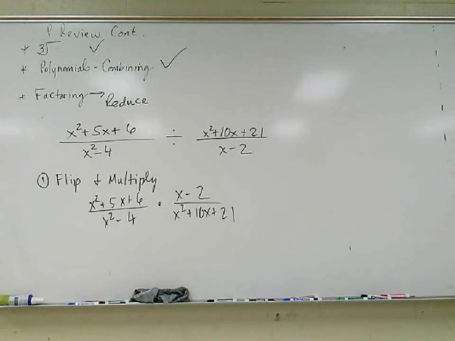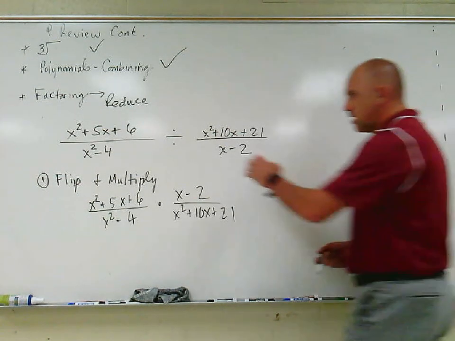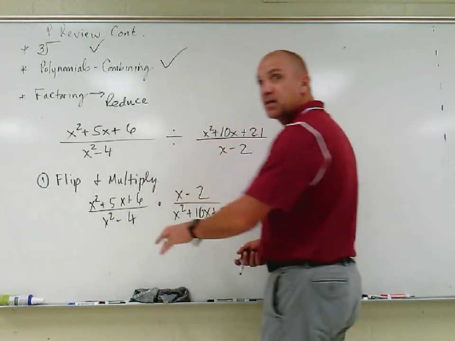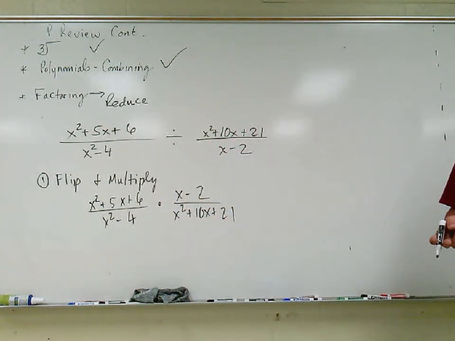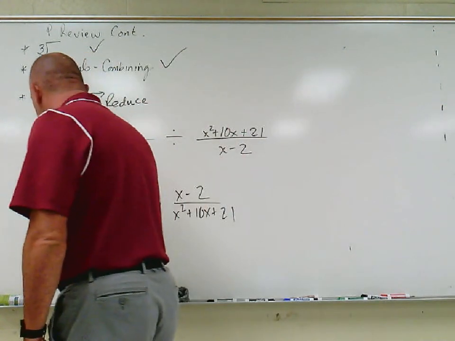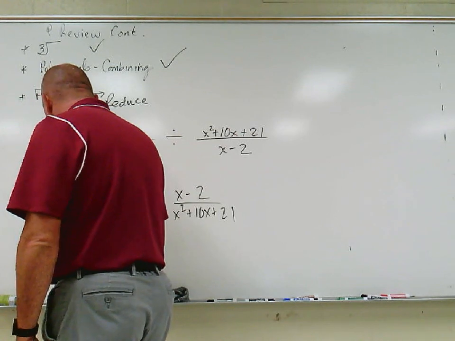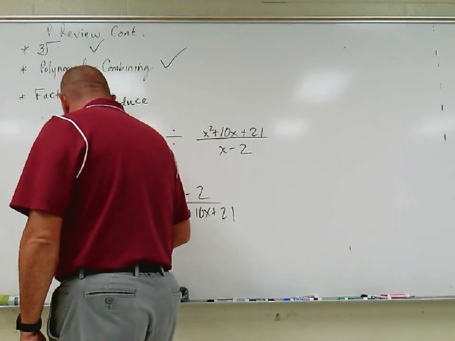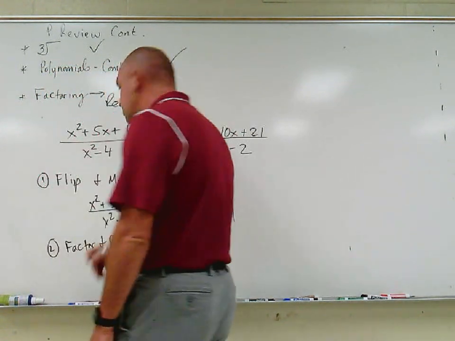However, when I see all these squares, x squared minus 4, I'm thinking, we just looked at factoring. What if I factor these and look to reduce it? Look and see if things will cancel. Because if I have the same factor in the top and bottom, they can cancel. And then therefore my work becomes a lot easier. So the next thing you're going to do is after you flip and multiply, look to factor and cancel. And then it should be a much easier problem.